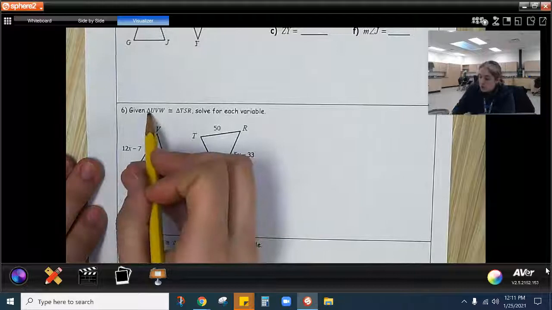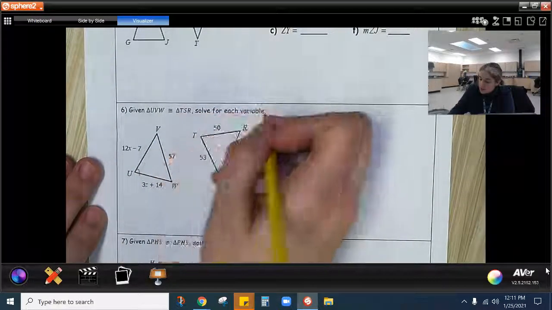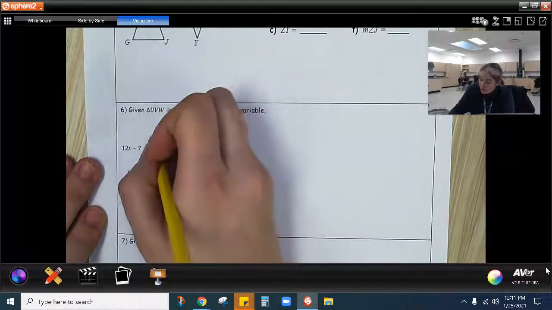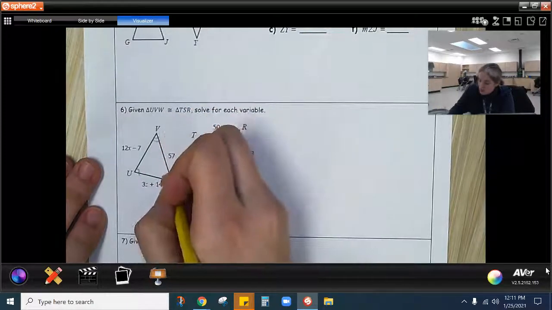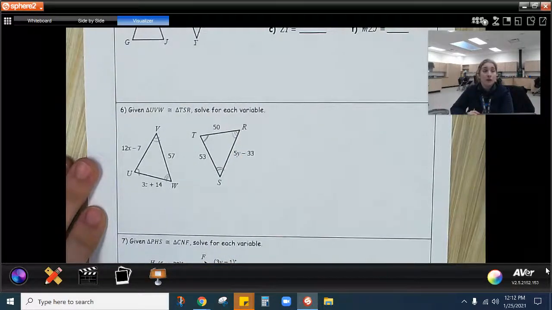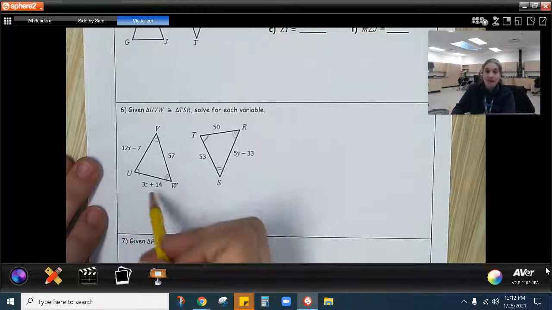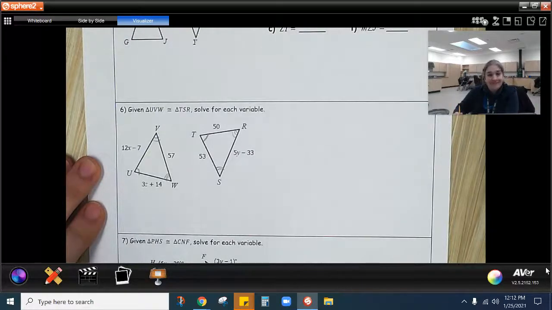So we have triangle UVW. So angle U corresponds to triangle STR. So U and T correspond. V and S correspond. And then W and R correspond. Now, interestingly enough, we would say that these are acute scalene triangles. Don't forget you know how to name them. Because they all have angles that are less than 90, so these are acute scalene triangles. Remember, you know how to do this.